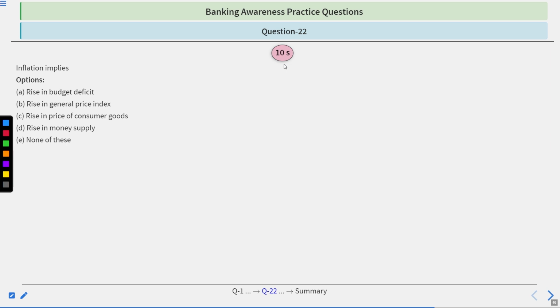Question number 22. Inflation implies rise in budget deficit, rise in general price index, rise in price of consumer goods, rise in money supply, none of this. Answer this, you will have 10 seconds. Time starts now.